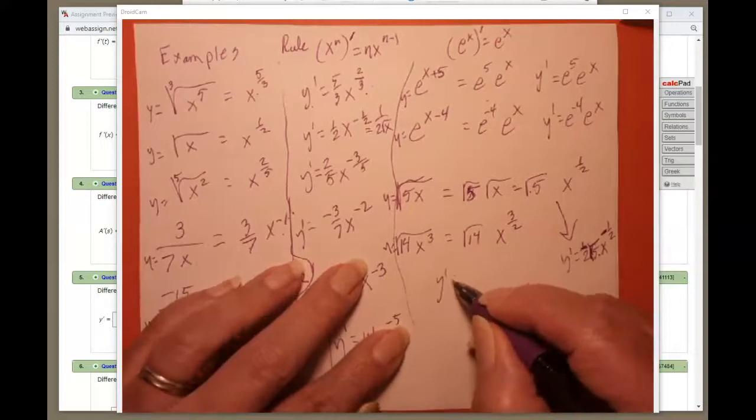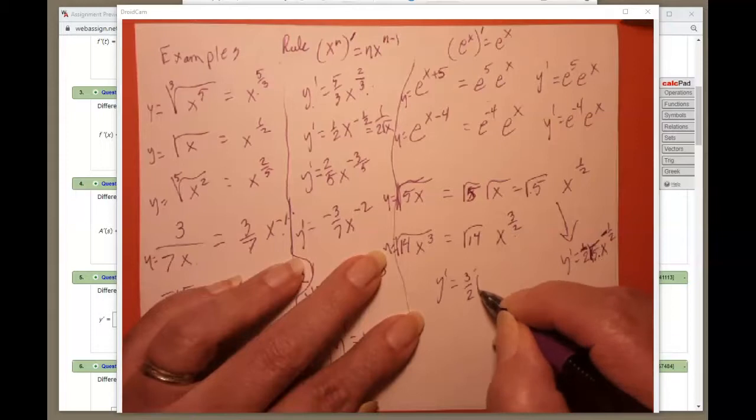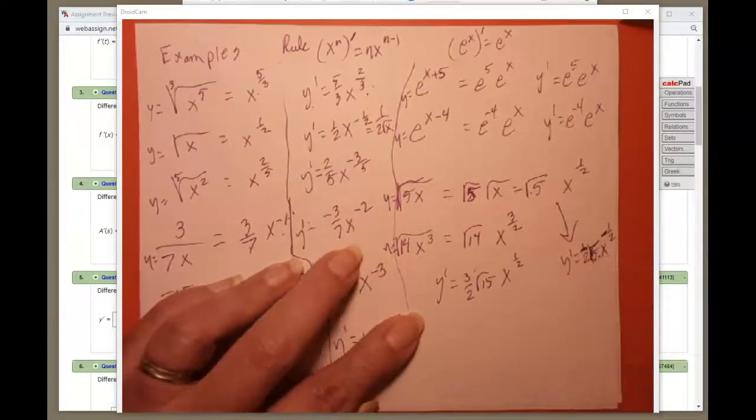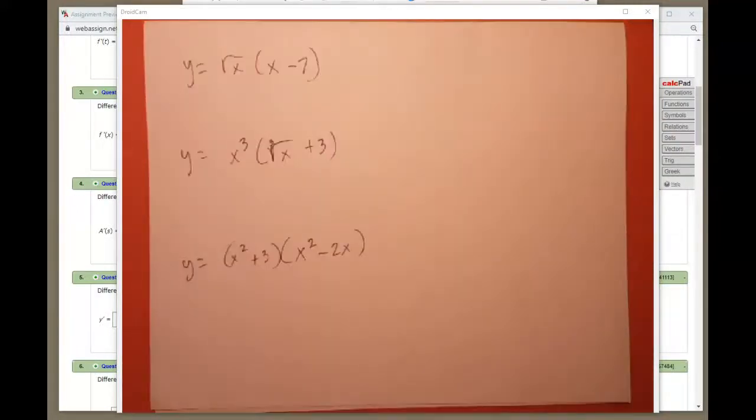So for the last one here, y prime is equal to 3/2 times square root of 14 times x to the 3 minus 2 gives me 1/2. 3 minus 2 gives me 1 in the numerator. For right now, we also do not have a product rule. So if we have problems like this, we'll have to multiply them out so that we have one straight set.